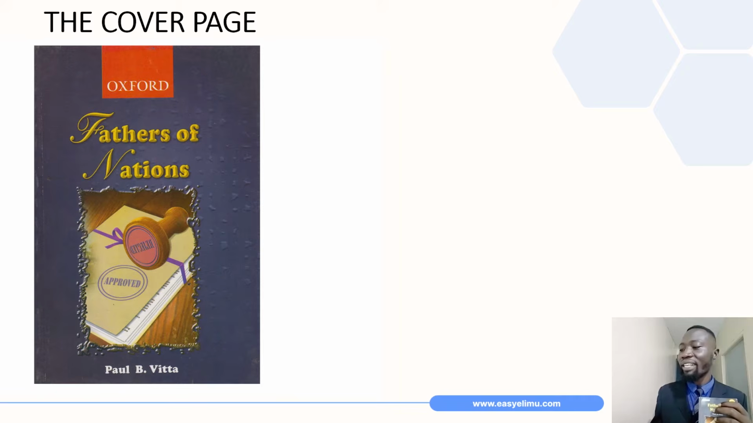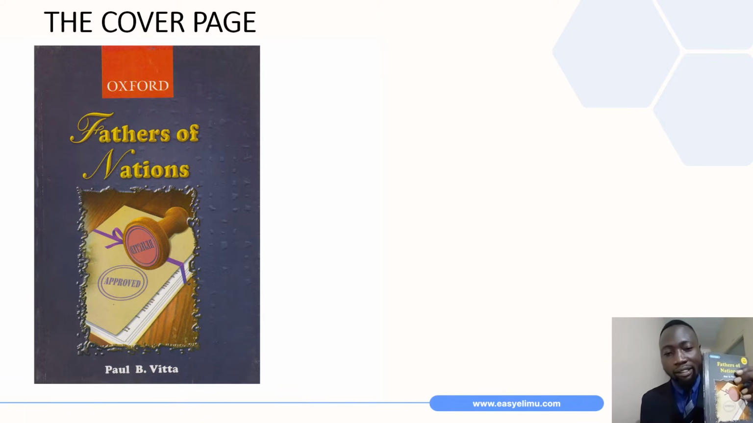That also brings us to something that we must really ask ourselves about. There is some contrast when it comes to the image that is displayed on the cover page of this novel by Paul B.